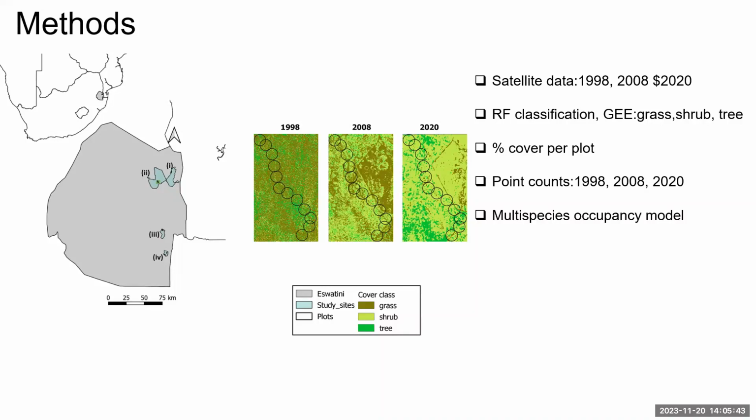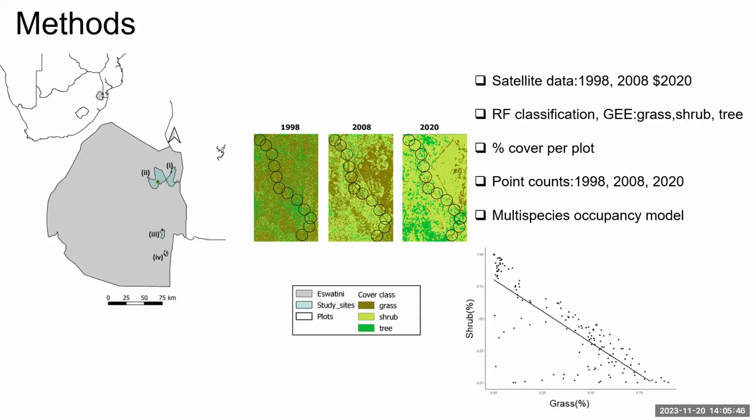Because shrub cover and grass cover exhibited a really strong negative correlation, so an increase in shrub reduces grass cover, we excluded grass cover in our models. Instead, our model had shrub cover and tree cover. So we used a multi-species occupancy model framework to investigate the effects of shrubs and trees, and we incorporated both linear and nonlinear responses.